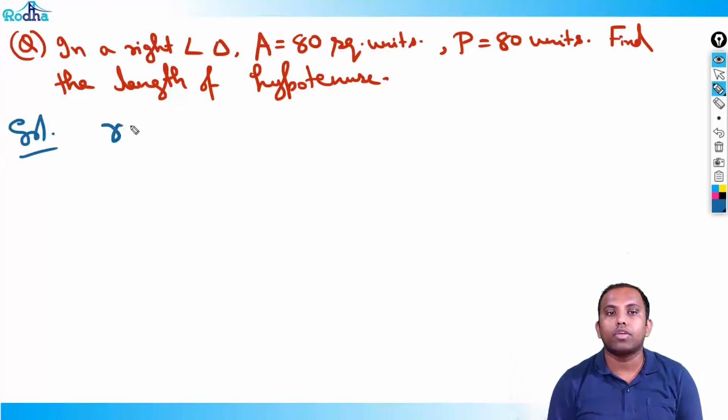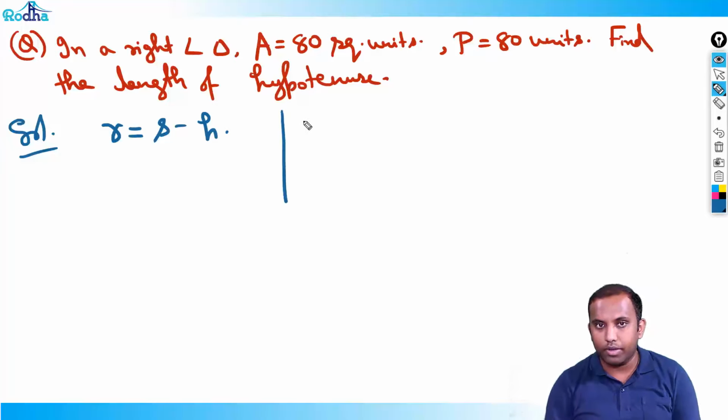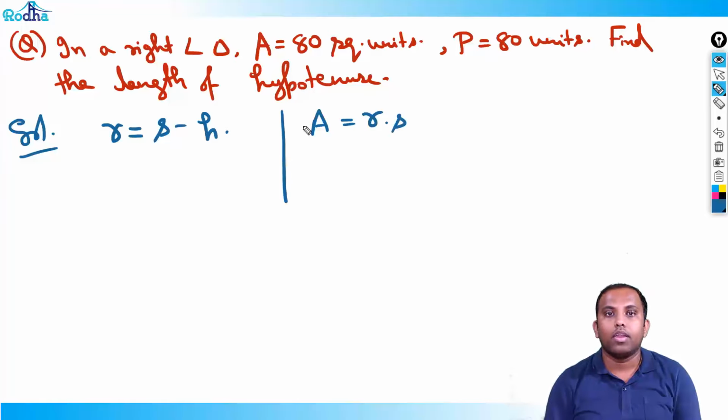That the inradius of any right angle triangle is semi-perimeter minus hypotenuse. And the second one was what? Area is equal to R into S. Area is given as 80. R I can calculate here. And S is semi-perimeter. So half of 80 is 40. Therefore you get R is equal to 2.